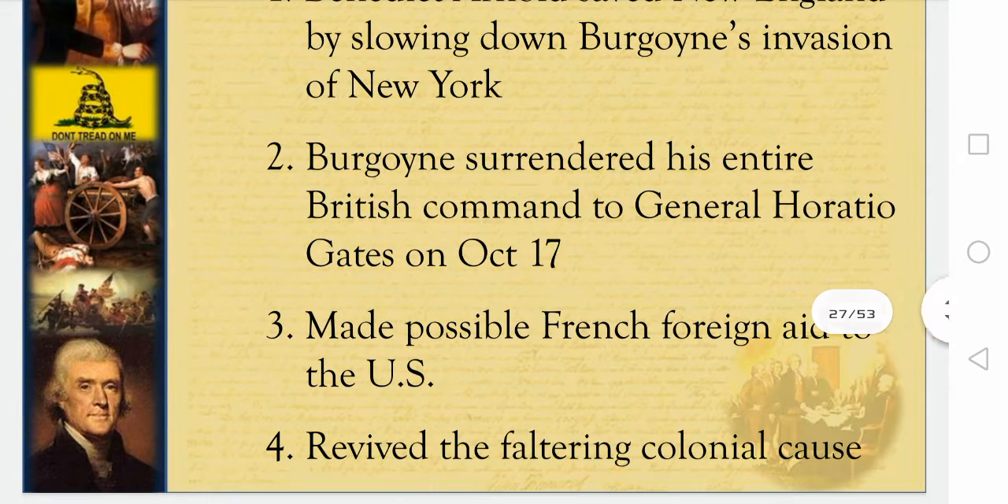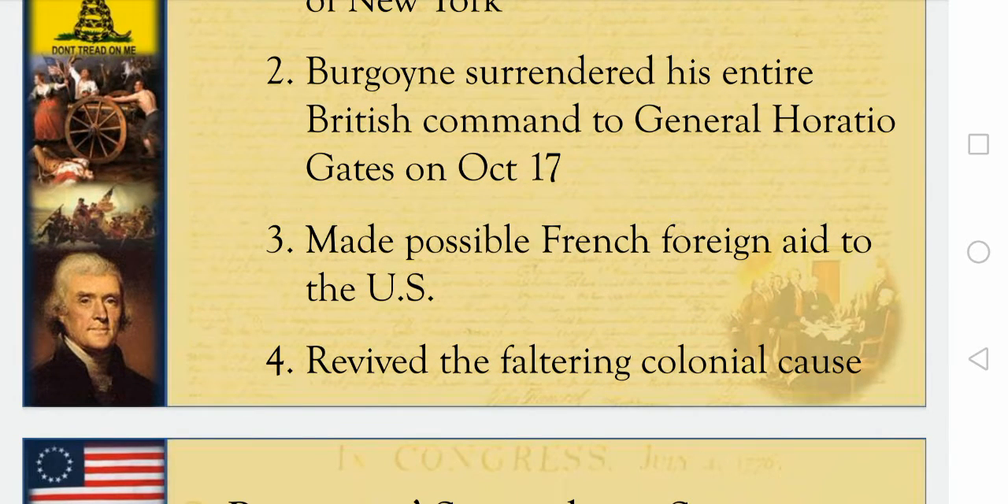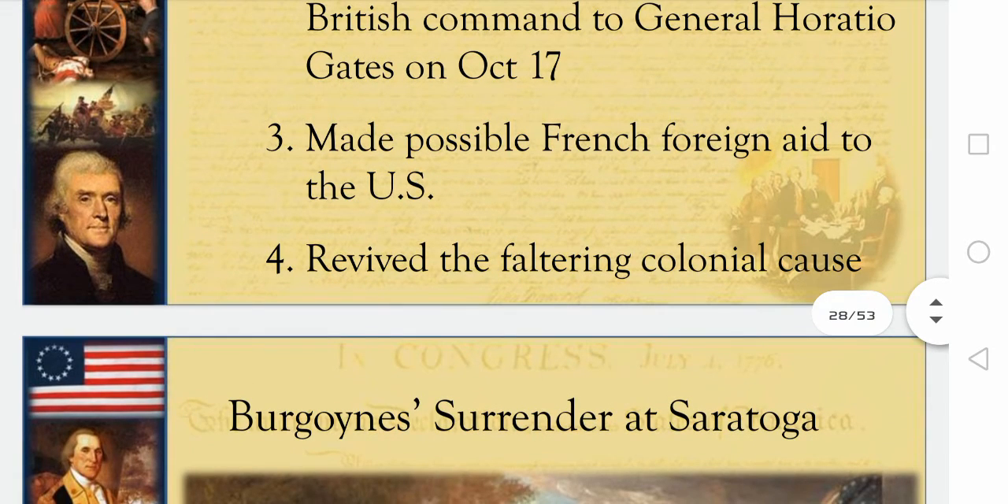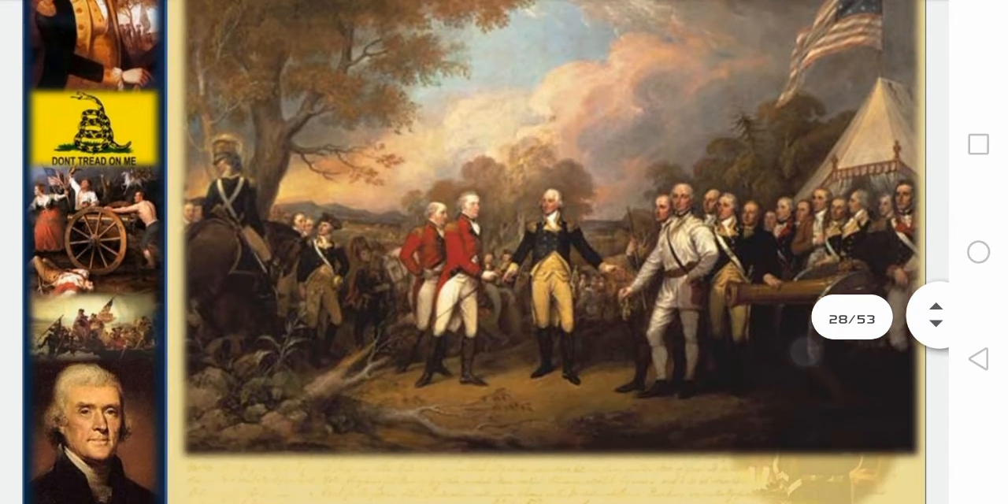Then Burgoyne surrendered his entire British command to General Horatio Gates on October 17, and that made possible French foreign aid to the US and revived the faltering colonial cause. The Burgoyne surrender at Saratoga.